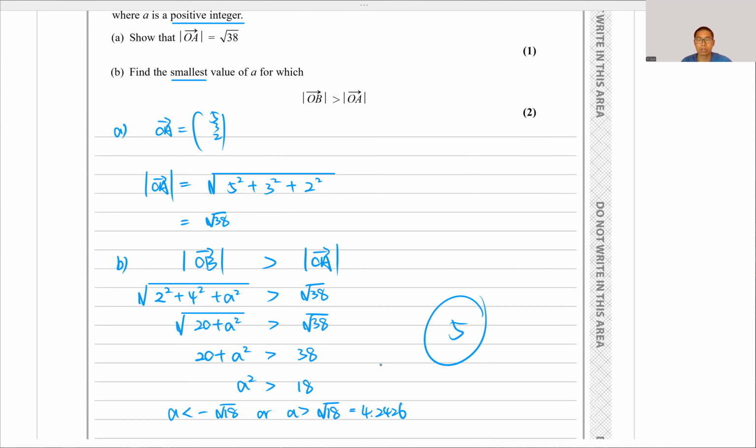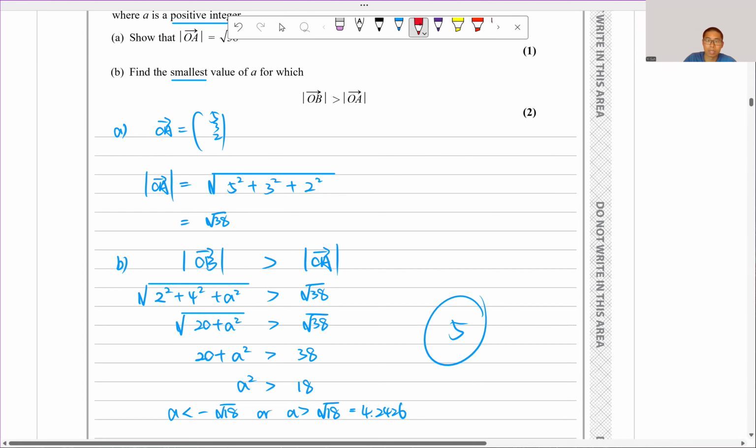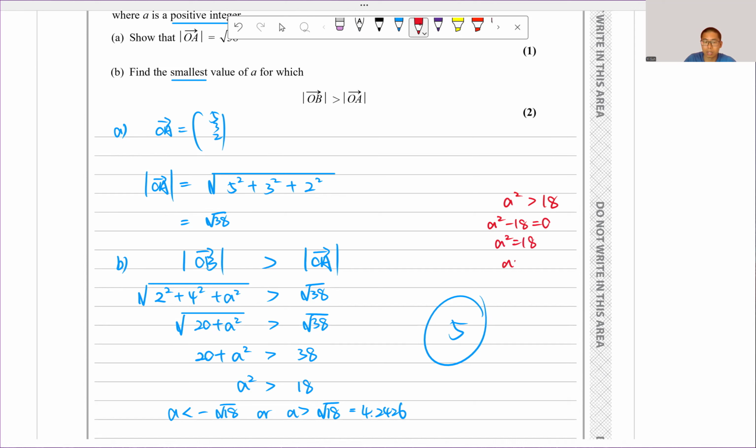And then just to make sure, if someone is not sure how to solve the quadratic inequality. So when we have A squared is more than 18, first we try to find the roots for this equation. So A squared equal to 18, A equal to plus or minus square root of 18. And then because it's a quadratic inequality, we have to sketch the diagram.